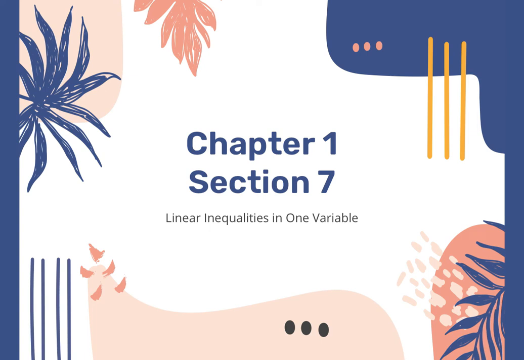All right, so 1.7 is what we're gonna do today, and 1.7 is inequalities in one variable. So inequalities being greater than, less than, greater than or equal to. So we've got a lot of overlap in the solving of the equations, but then obviously it's a little bit different because this is no longer an equals, this is now an inequality.